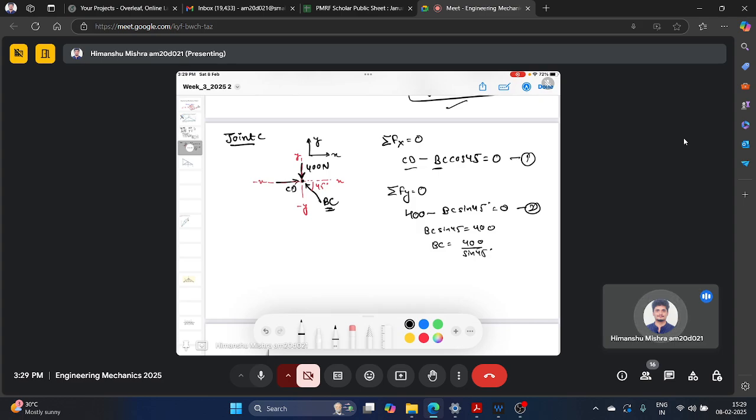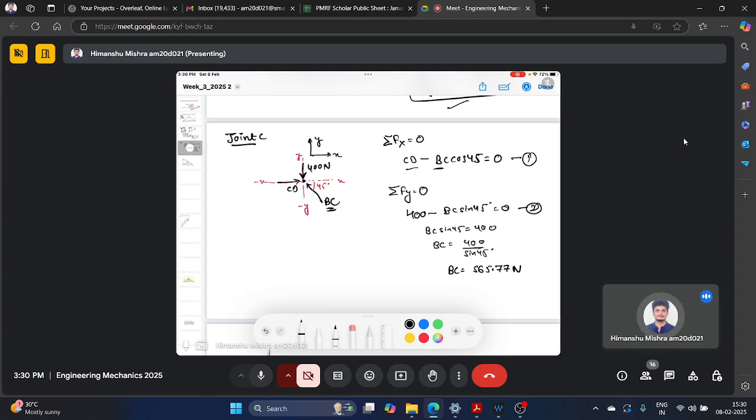So this will give me the force in member BC as 565.77 Newton. So this is the force in the member BC. Now we need to actually tell whether this force in member BC is a tensile force or a compressive force.